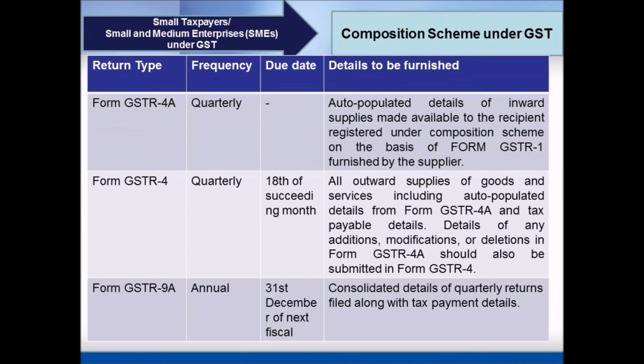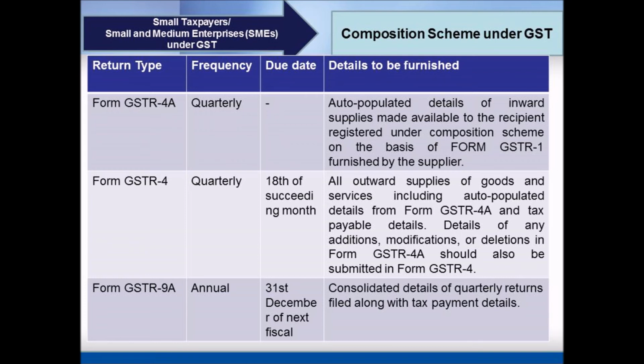The first form is required to be submitted quarterly. Under this form, auto-populated details of inward supplies made available to the recipient registered under the composition scheme, on the basis of Form GSTR-1 furnished by the supplier.